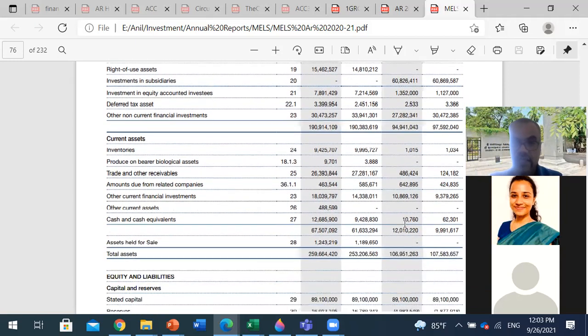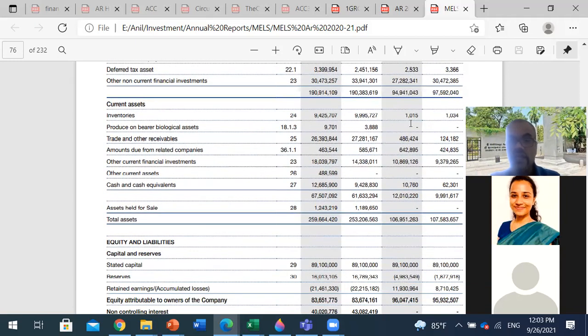If you go to current assets: inventories, operating. Trade and other receivables, results from operations, they are operating. Amounts due from related party companies. This is really to be further analyzed. We do not know. If you go to note number 36.11, it will tell you, but for the time being, I just put the gross amount as operating. It could comprise operating and financial. We do not know. Therefore, you need to analyze.